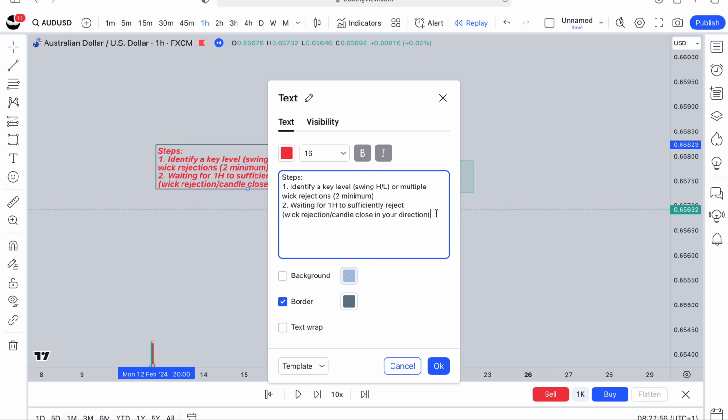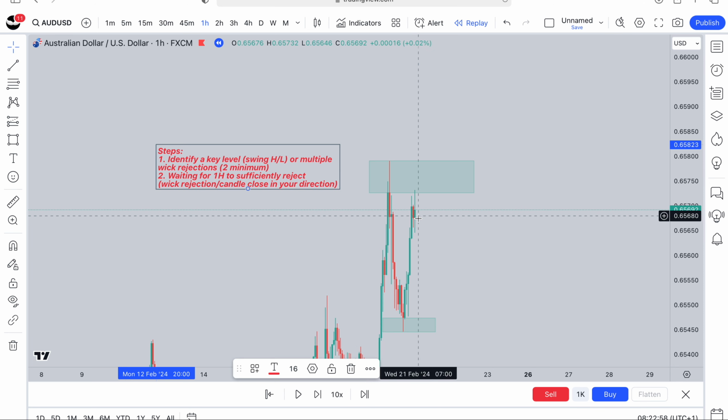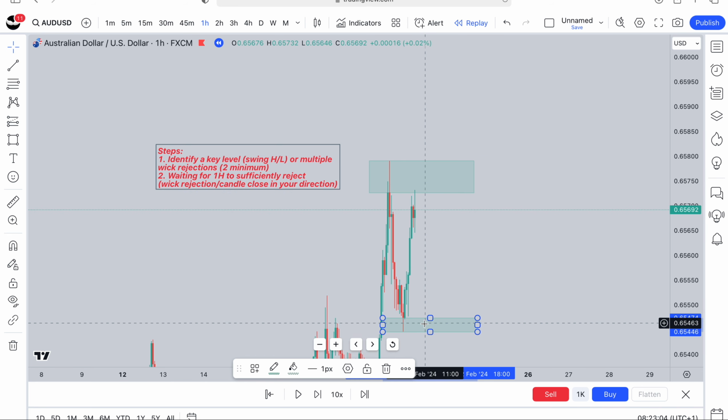And what I mean by candle close in your direction basically means that if we're looking to take trades from a resistance level, then we're looking to see a bearish candle. If we're looking to take trades from a support level, we're looking for a bullish candle. So you don't have to be super specific with it. Simply think to yourself, if I want to take sells from a resistance, I'm looking for any bearish candle. As long as it's red, I'm happy. And as long as it's green down by here, I'm happy.